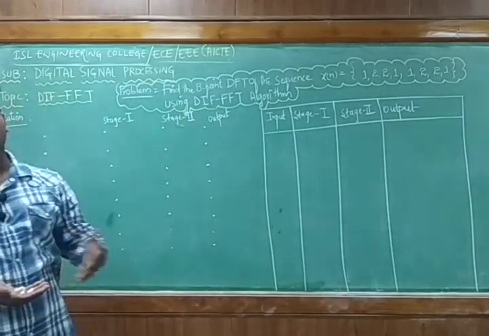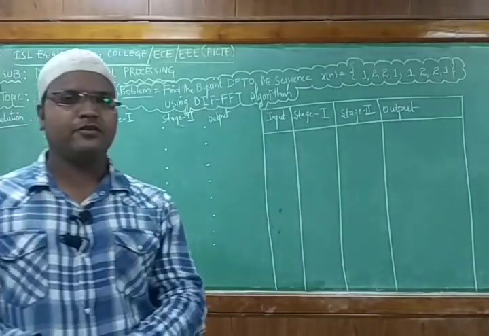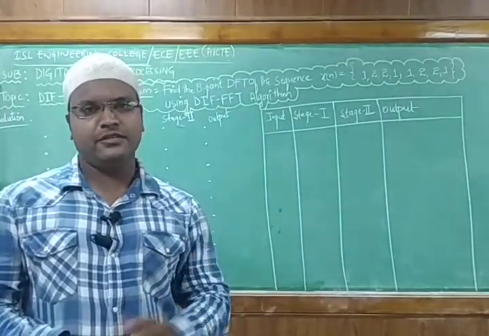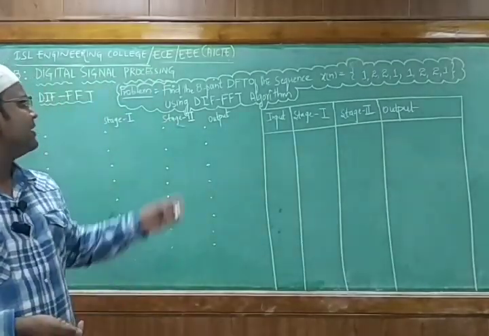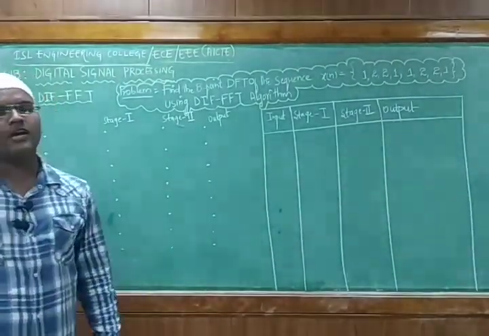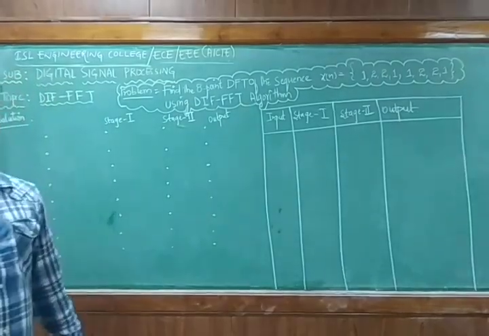So what do we need to find out? We need to convert the n domain sequence into the k domain sequence. That is nothing but the DFT, discrete Fourier transform. But here we need to use the DIF FFT algorithm. For that, we are using the butterfly diagram for 8-point FFT.